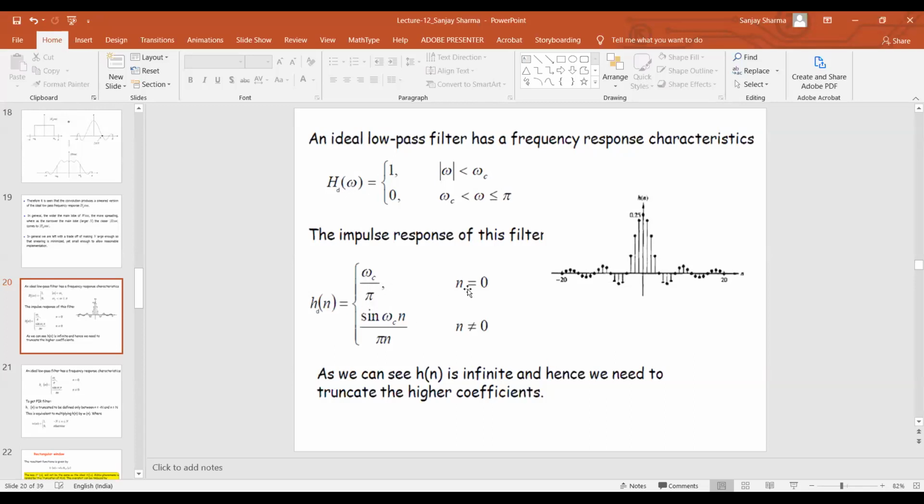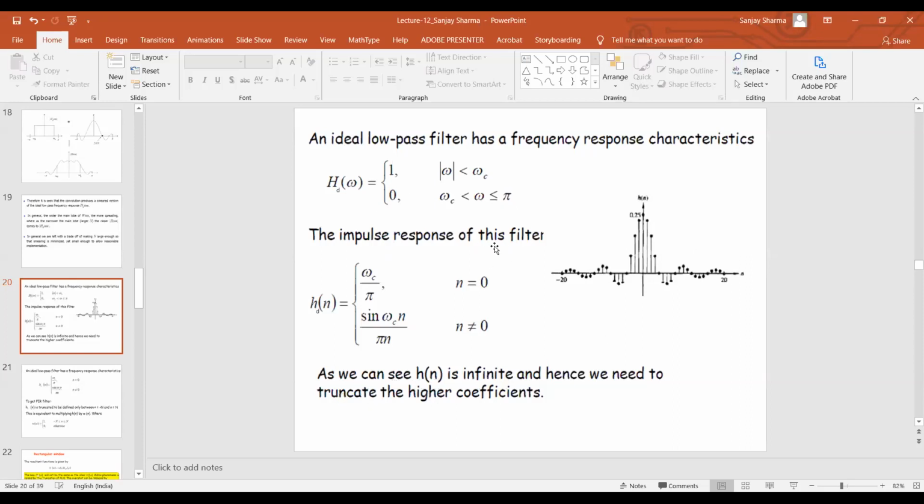If I take the inverse Fourier transform, this is my impulse response: hd[n] is equal to omega c by pi for n equal to 0. That means for n equal to 0 it is omega c by pi, and for n not equal to 0 it is sine of omega c n divided by pi n. The point that I'm trying to say is that the impulse response of this ideal filter is infinite. It is going from minus infinity to infinity, right? As we can see, h[n] is infinite.